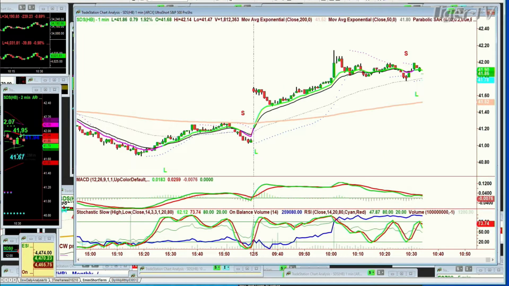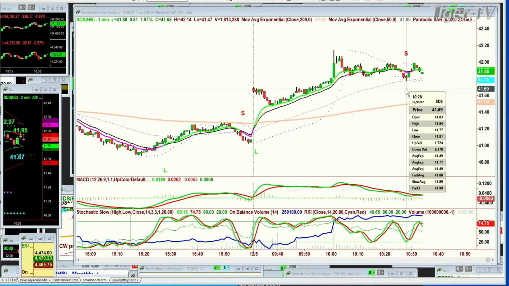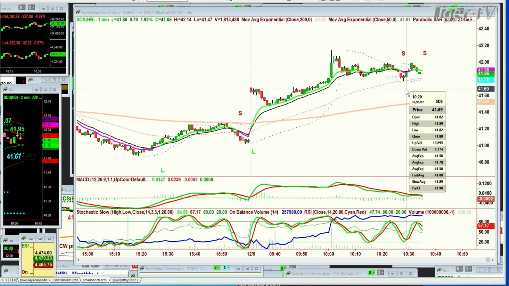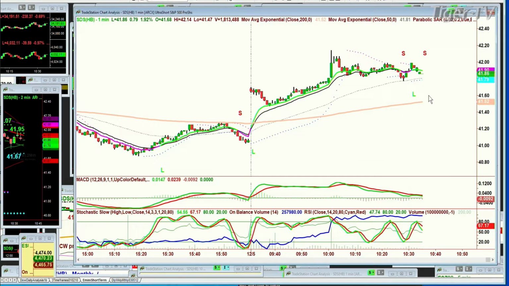So the SDS is making almost a cup formation. What you need to see in the SDS, and I still see enough residual strength to maybe just go sideways a little longer. So you've got to be careful, because the low at the 50-period moving average in the 1 minute chart of the SDS is at 41.77. If it starts to go into 41.74 at any stage, be careful because the 200-period moving average is at 41.52. I know we're only talking pennies, but when you're in these things, it adds up. So that's what I'm looking at.